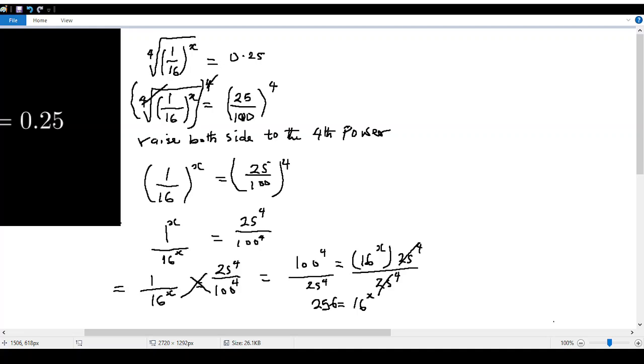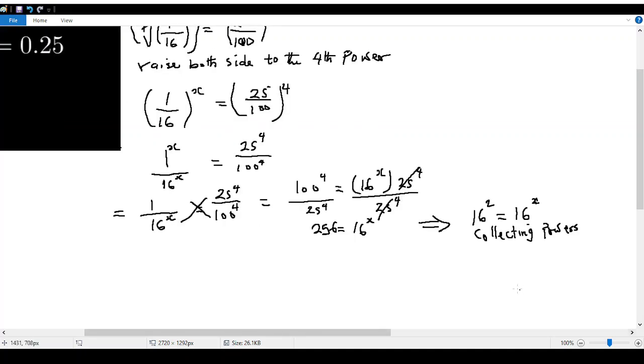The index notation for 256 with 16 as base is 16 raised to the power of 2. So 16 raised to the power of 2 gives us 256, equal to 16 to the power of x. So we say, collecting powers, because that's the only way you could find x. You find out that x is equal to 2. So, my friends, I think this is the value we very much need. x equals 2. That's when the bases are cancelled.